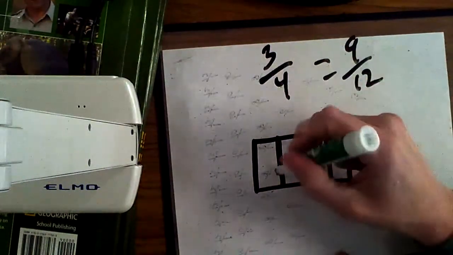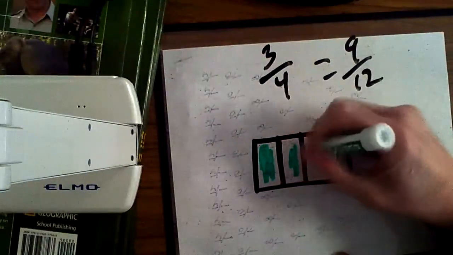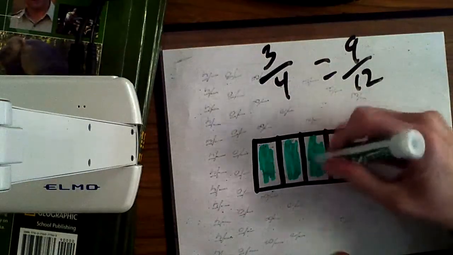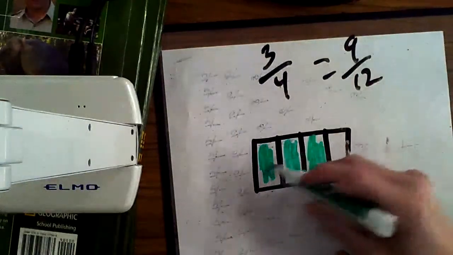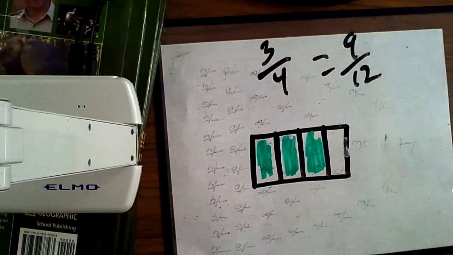So there's 4 parts. Color in 3 of them. So 1, 2, 3, 4 parts, and 1, 2, 3 of them colored in. That's 3/4. We agree that's 3/4. Well, let's think.